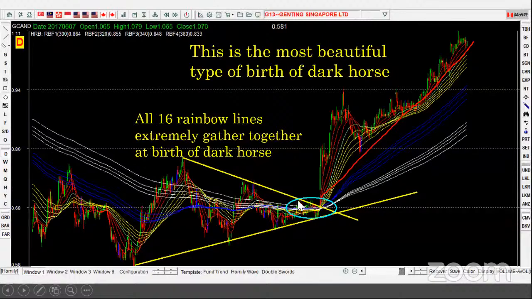But the third type is the most beautiful one. It has all 16 lines gathered together. Most beautiful chart, most beautiful type. This type will have a higher success rate.